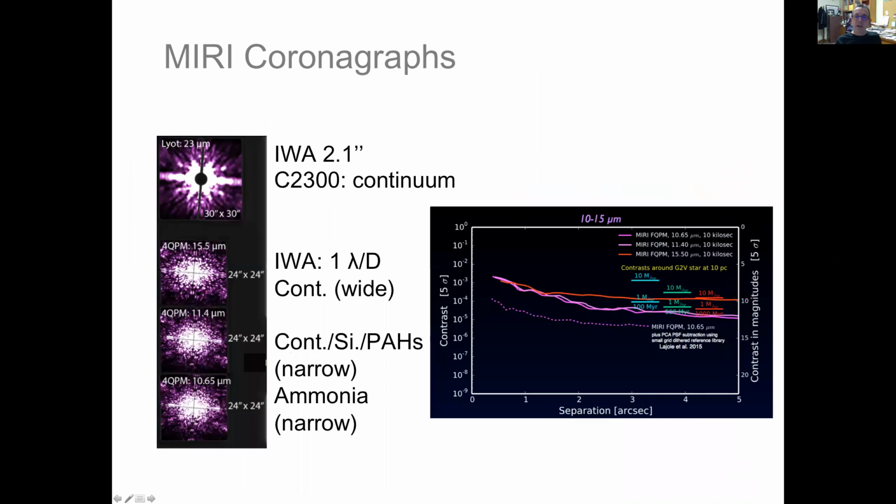Just measurements of the performance of the MIRI coronagraph. So they can be used with these wavelengths, and it gives you an idea about the field of view that the coronagraph will cover, 24 by 24 arc seconds, and the performance here against contrast, 5 sigma contrast at that wavelength.